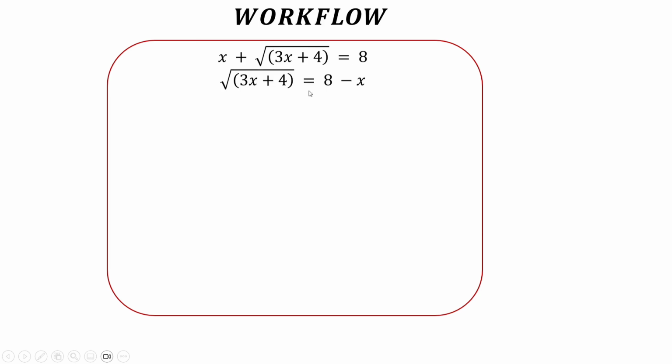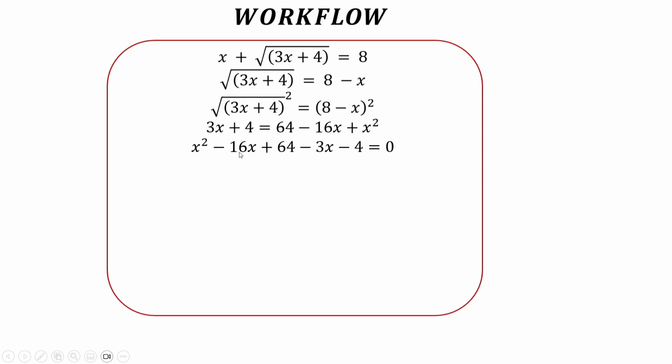We do that and we end up with square root of 3x plus 4 equals 8 minus x, and from here we want to get rid of the square root sign. So we square both sides and that gives us 3x plus 4 equals, if you expand this bracket, 64 minus 16x plus x squared. We want to get a very nice quadratic equation, so we can send the whole of 3x plus 4 to where this quadratic expression is, and that gives us x squared minus 16x plus 64.